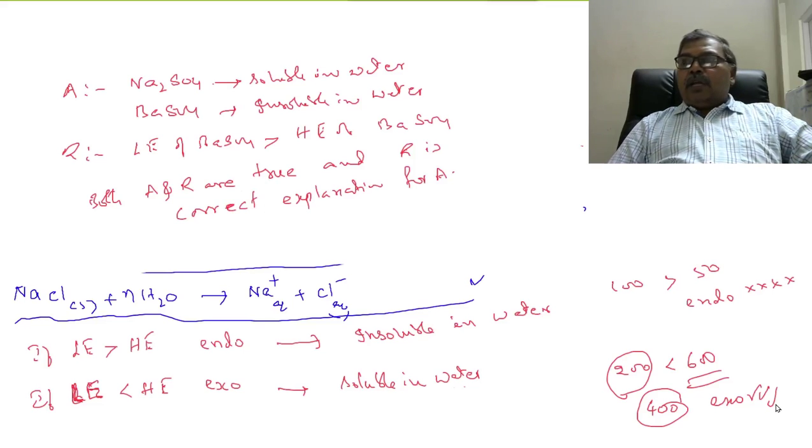Clear? See, any ionic compound is insoluble in water means, remember, net energy change in the process is endothermic. So that means lattice energy of the ionic solid is greater than hydration energy of that solid. Similarly, any ionic compound is soluble in water means lattice energy is less and the hydration energy of the solid is more. So it is very, very important for you.